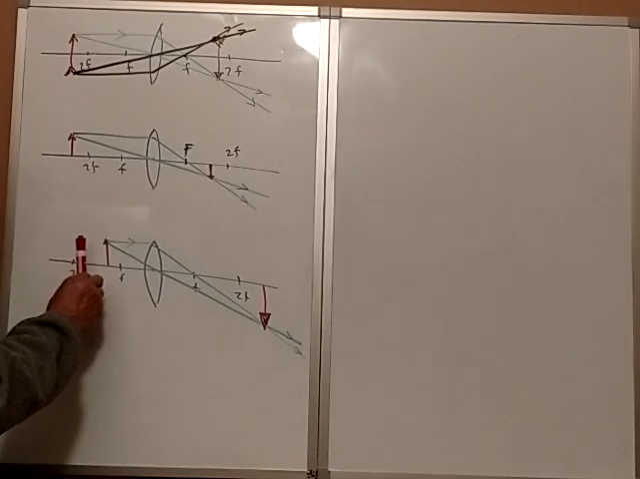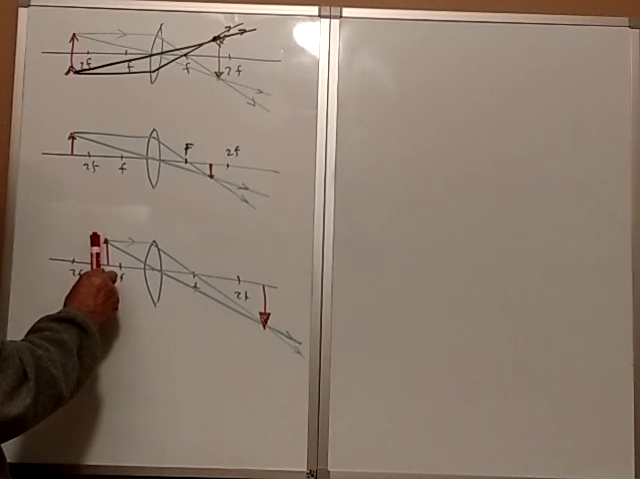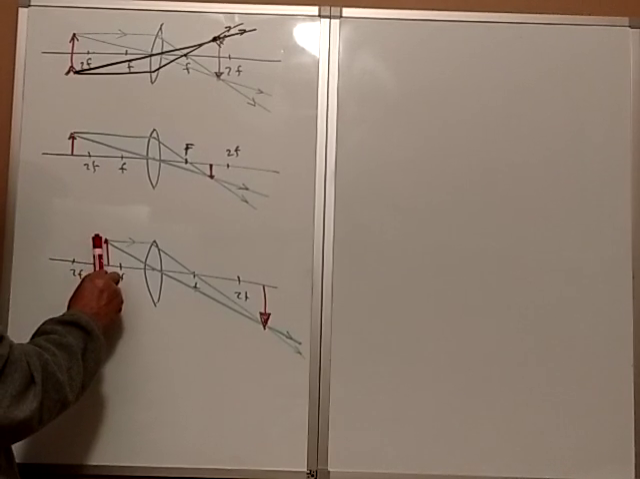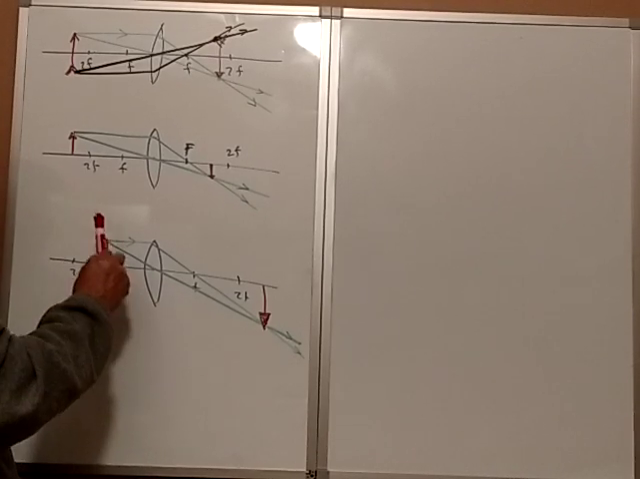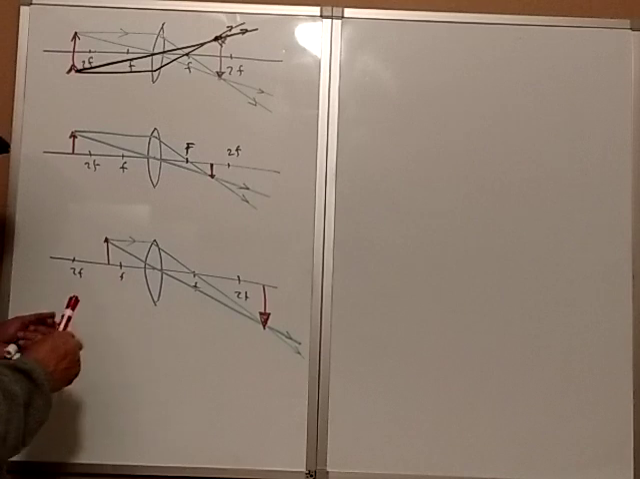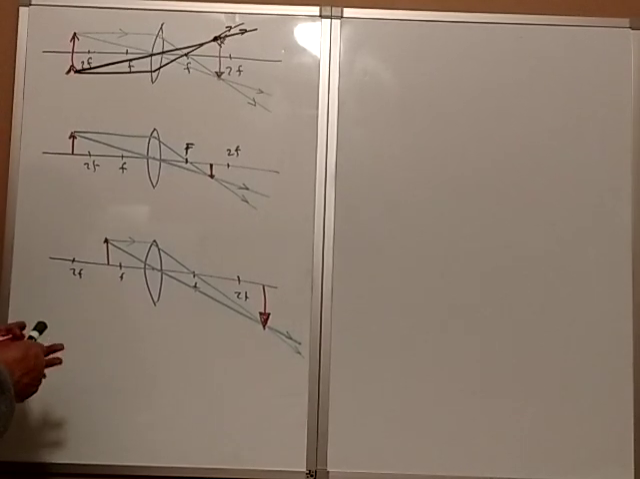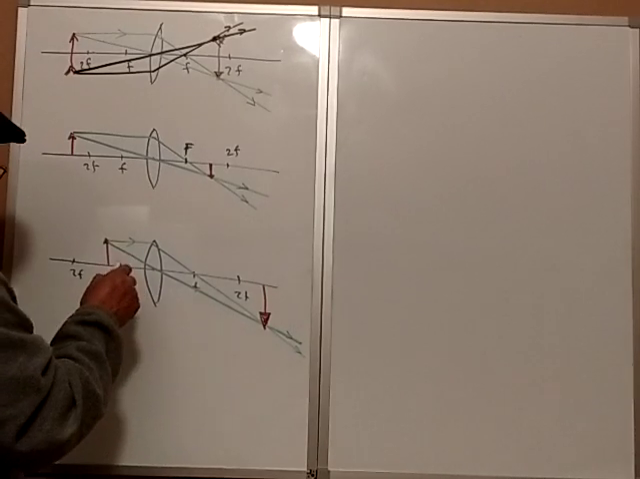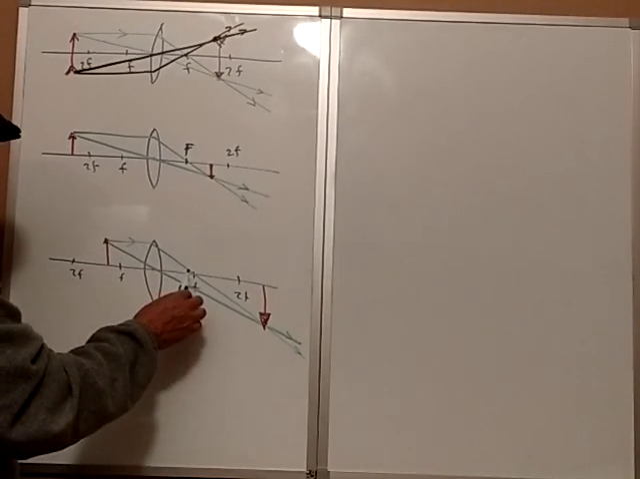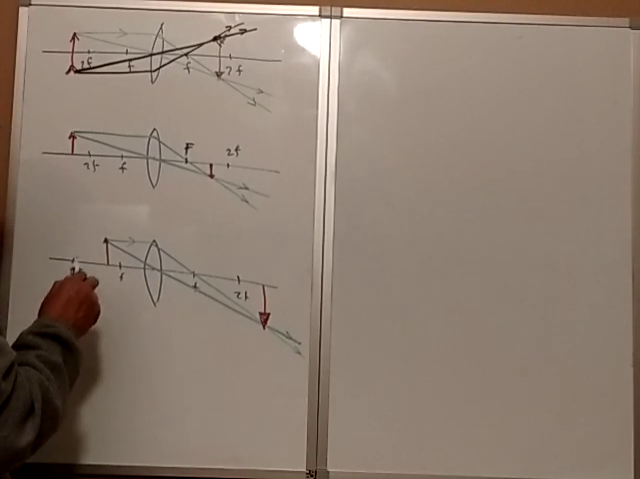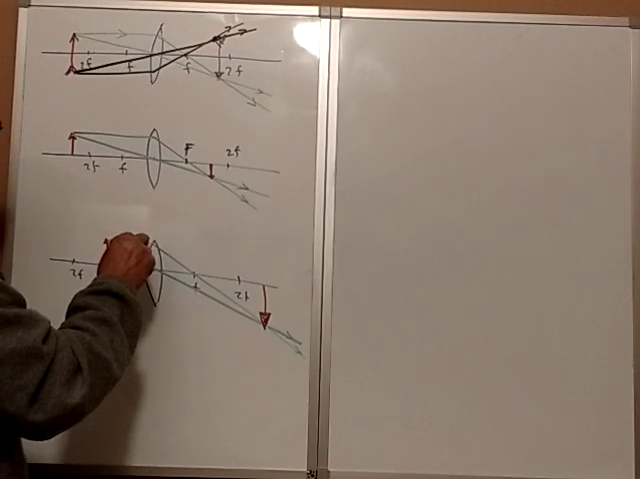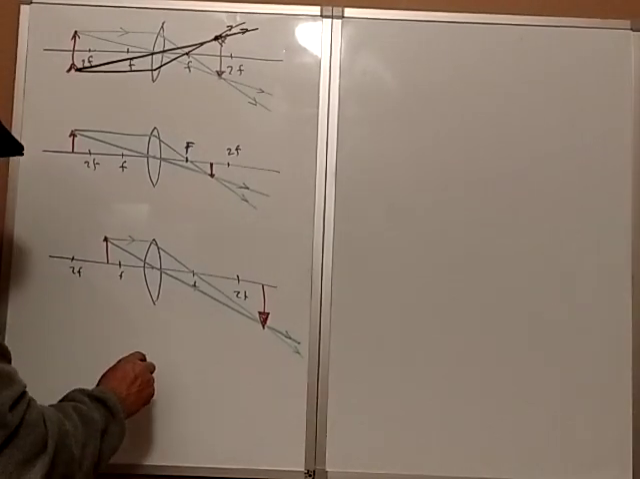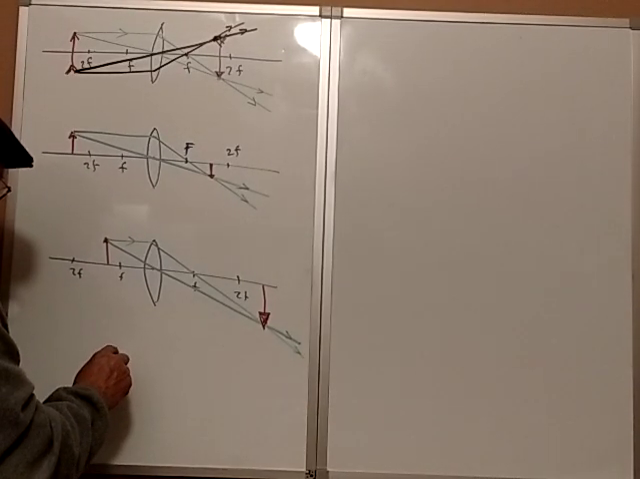So if I keep on moving this object towards the lens, what will happen is, once it gets to the focal point, we know that they will come out going through the focal point, right? Or if you put a light object here, then they will come out parallel to the axis. So let me draw this.